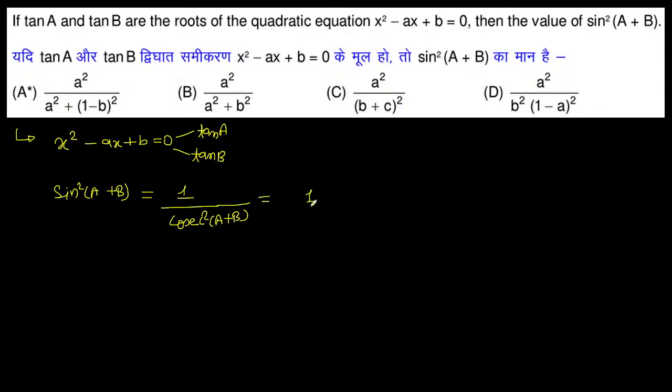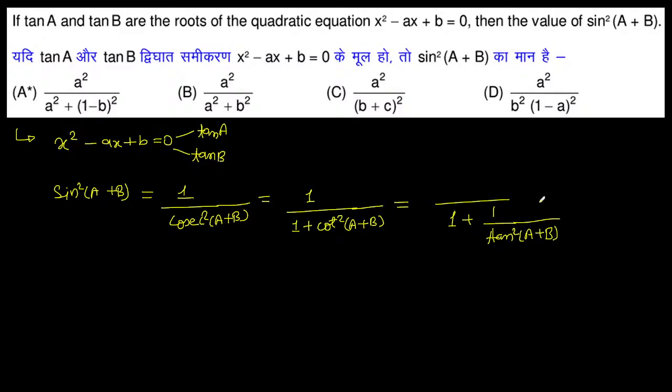Can we write this as 1 by (1 plus cot square (a plus b))? Can we further write this as 1 by (1 plus 1 by tan square (a plus b))? Can we further write it as tan square (a plus b) upon (1 plus tan square (a plus b))?